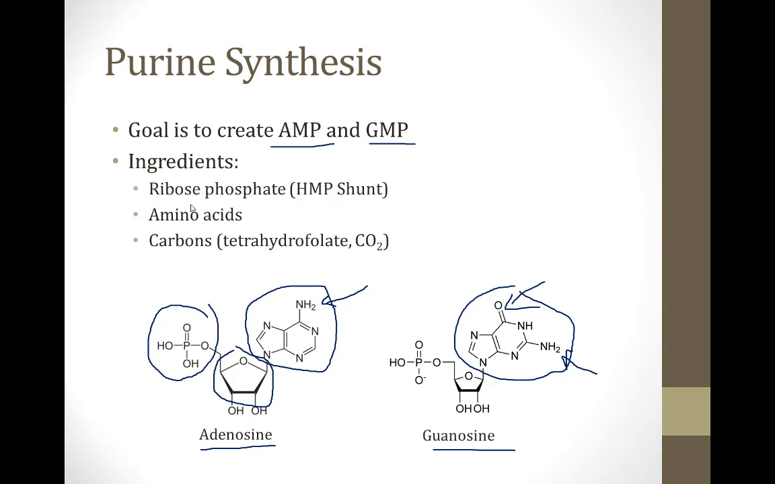So the ingredients that the body is going to use in order to synthesize this final product of either AMP or GMP is a ribose phosphate sugar, and this comes from the HMP shunt, which I talk about in another module. Certain amino acids will also be used. We'll talk about that in a little bit. And then finally, some carbons will be added. They will come from either tetrahydrofolate or from carbon dioxide.